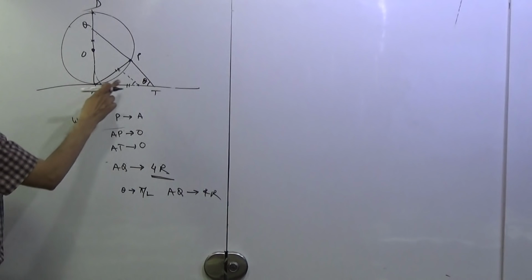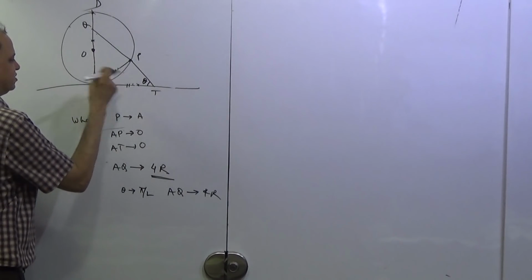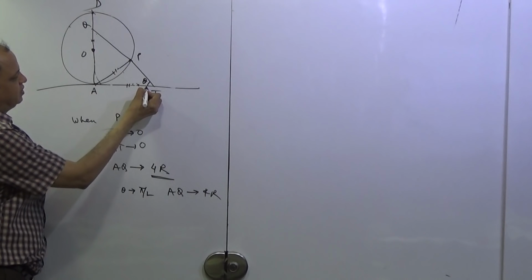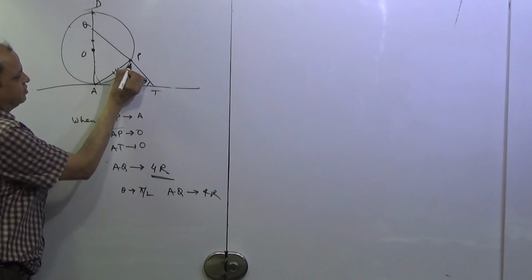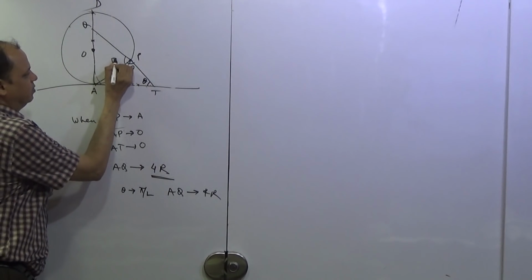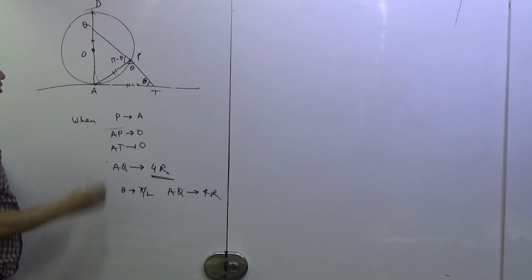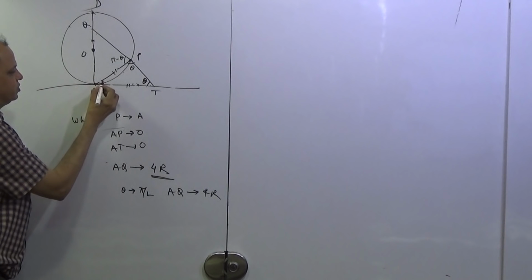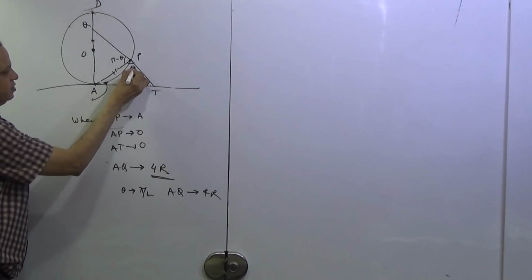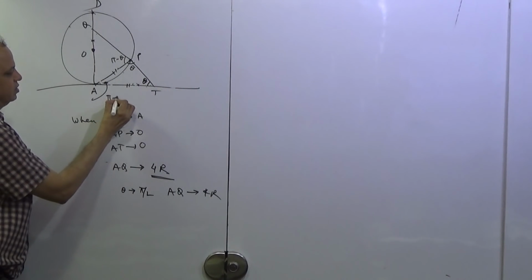So let us draw all thetas possible in this diagram. This is theta and these two are same. If this is theta in front of this, then this is also theta. Then this angle would be 180 minus theta, pi minus theta. What about this angle? Pi by 2 minus theta. This is theta, this is theta, so pi minus 2 theta.